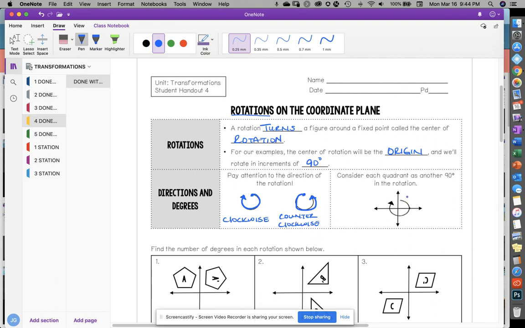Now, if you're looking at it on a coordinate plane, each quadrant is going to represent 90 degrees. So if I'm starting right here and I get to this point, I'm at 90. Now, if I continue on and I get to this point, I'm at 180. And I continue on, I get to the third quadrant, I'm at 270. Now, if the image were to then come back to itself, you'd be at 360.